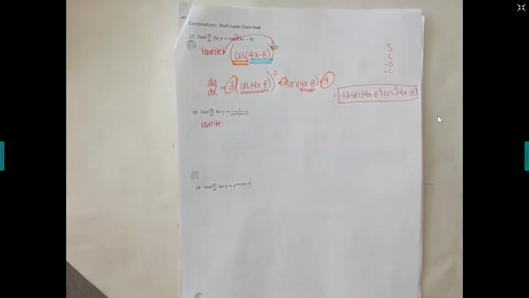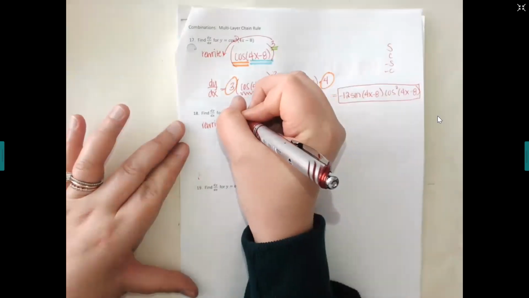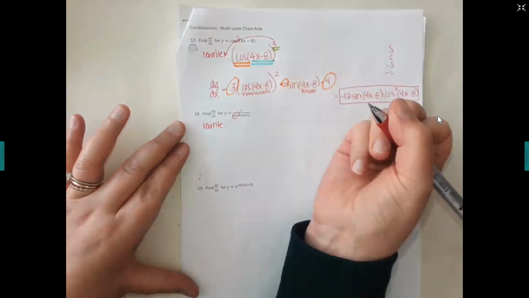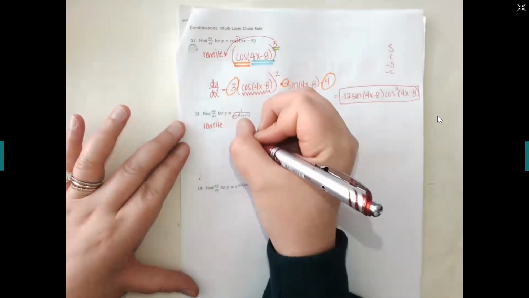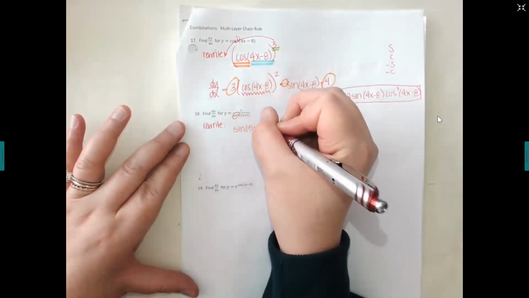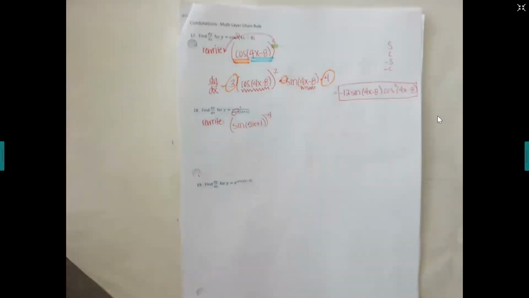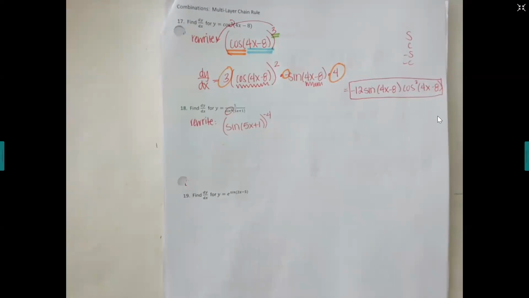So number 18, sorry, I had to pause. I didn't want to have y'all trying to hear me over the announcements. So my sine on the bottom is to the 4th. That is the same as the entire sine 5x plus 1 to the negative 4. Now I want you to think about why. The 4th is written into the problem, right? But then the negative comes from the fact that that power is on the bottom.